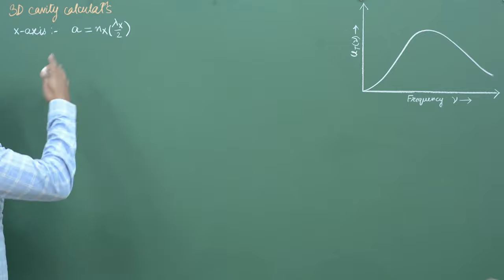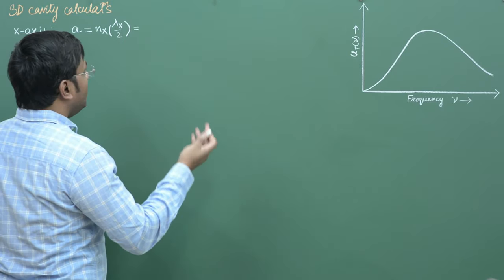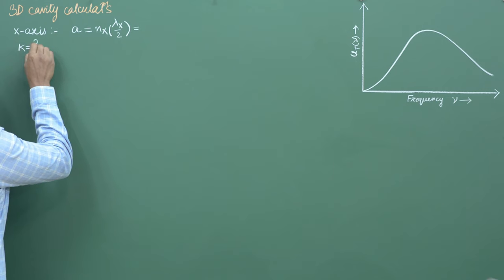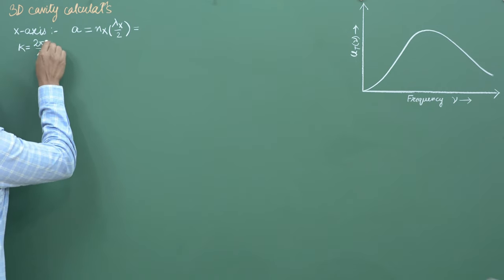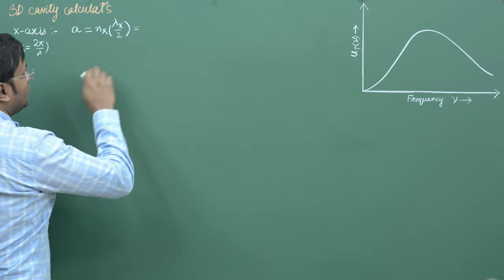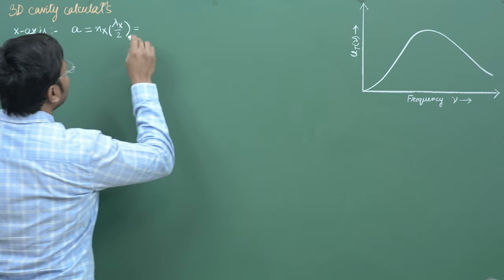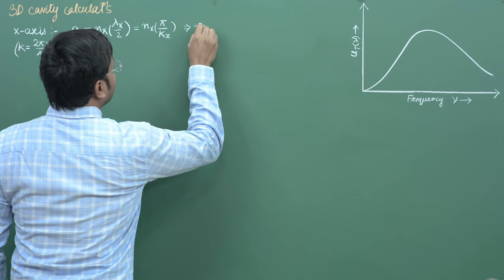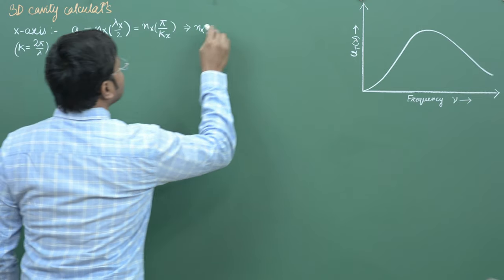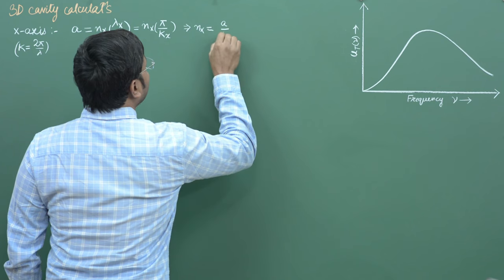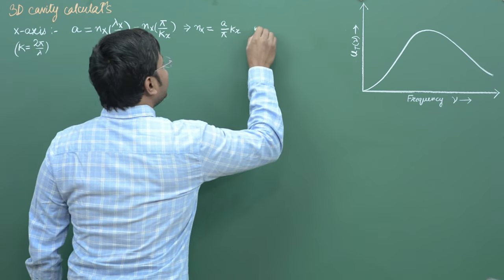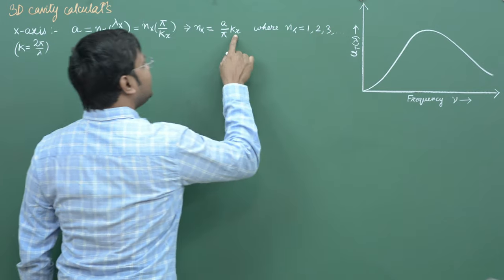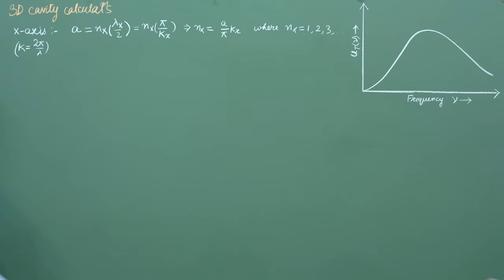Lambda x upon 2 is the wavelength of the electromagnetic radiation along that particular direction. Now I can associate this with something more. I'm going to call this kx, which is the wave number. You must be familiar with what wave number is. Wave number is k, which is equal to 2 pi upon lambda. For the sake of ease of calculations, I'm going to use this particular number. So associated with lambda x, I'm going to have 2 pi upon kx. So we are essentially getting a equals nx pi upon kx, which can be rewritten as nx is equal to kx a upon pi, or a upon pi kx, where nx is an integer that can take the values of 1, 2, 3 up to infinity, and kx is a wave number associated with the possible standing wave.